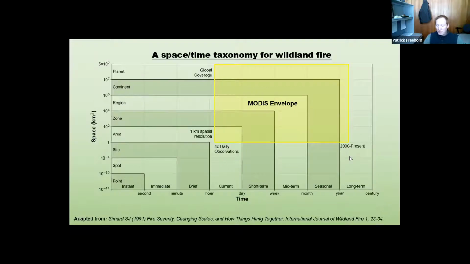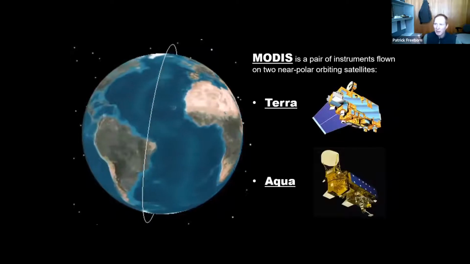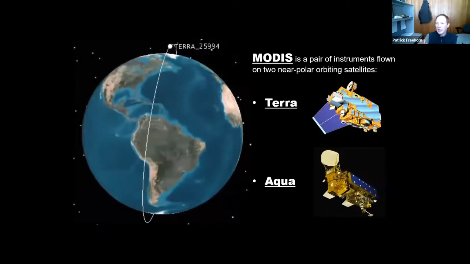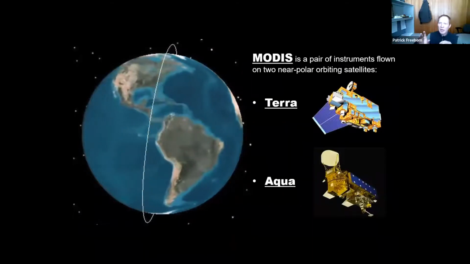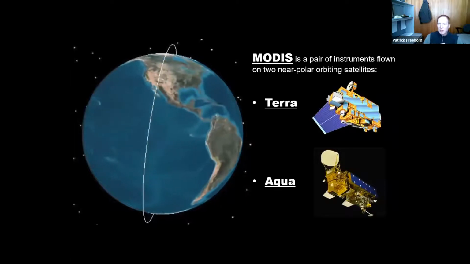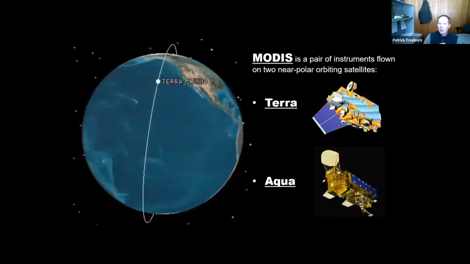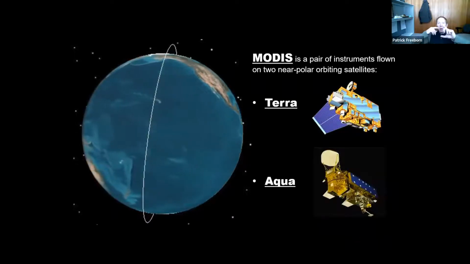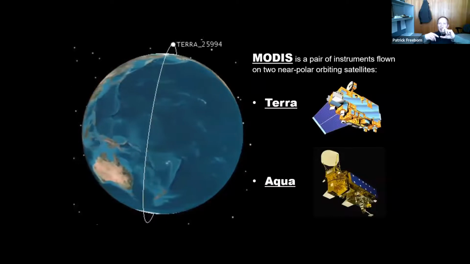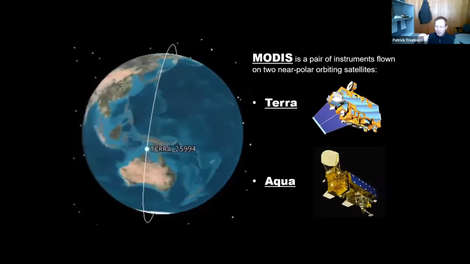MODIS isn't just a single instrument, but a pair of instruments flown on 2 near polar orbiting satellites, Terra and Aqua. Both Terra and Aqua fly at an altitude of 705 kilometers. And this animation on the left is an example of the Terra orbit. All those polar orbiting satellites do is fly around and around in the same orbit as the Earth rotates underneath it.